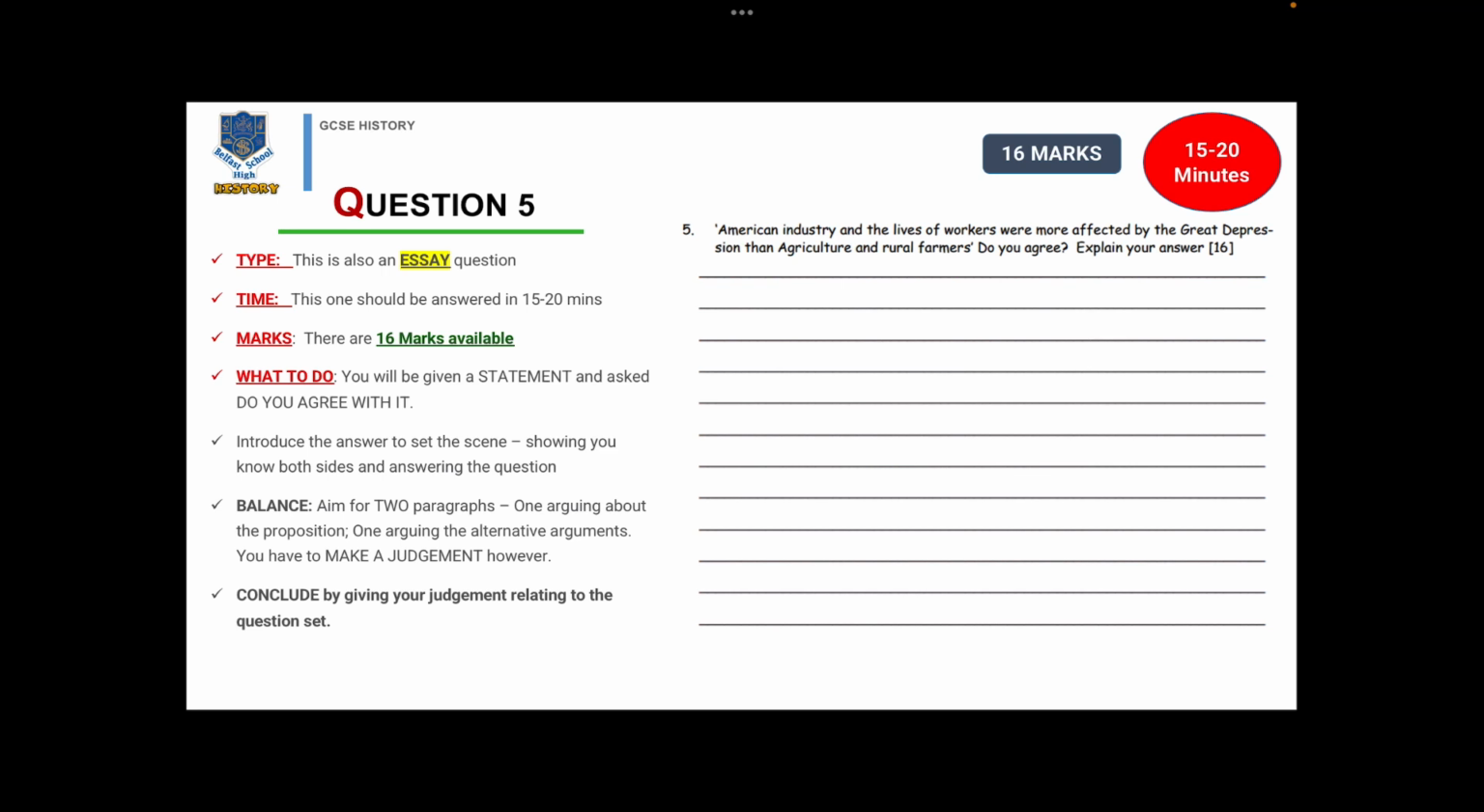This question here, the example, is asking about the Great Depression. American industry and the lives of workers were more affected by the Great Depression than agriculture and rural farmers. Do you agree? So it's basically industry versus agriculture. Who is the most affected by the Great Depression? So you have to make a judgment. You have to have one side, you have to have the other side, and you have to make that final judgment as well.